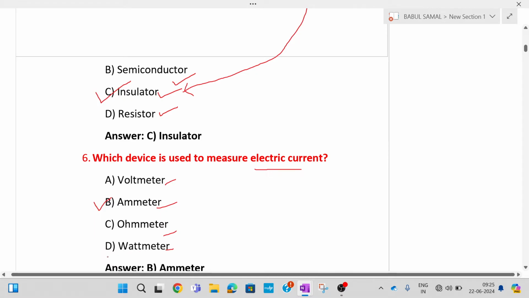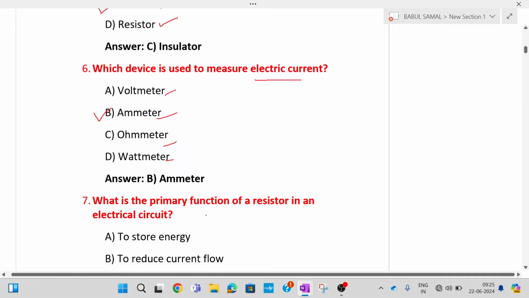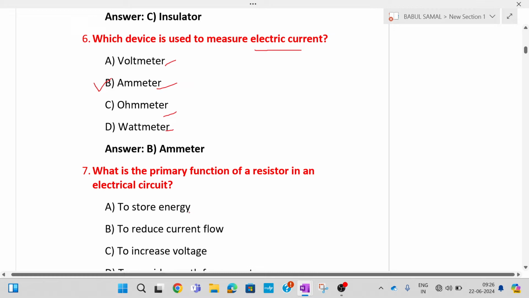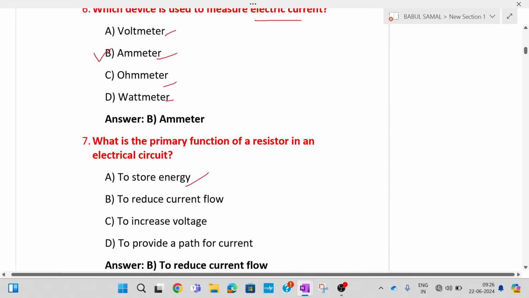Next question. What is the primary function of resistors in an electrical circuit? So the options are to store energy, to reduce current flow, to increase voltage, to provide path of current. So the correct answer for this question is to reduce current flow.